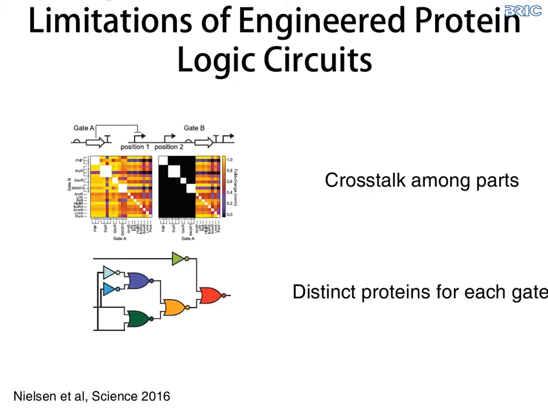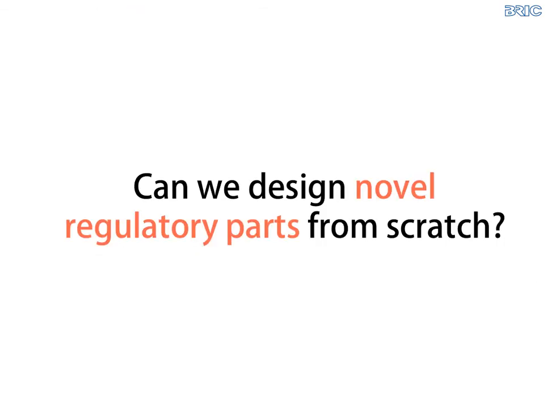Another problem is that if you want to build a complex system, usually you have to assign different proteins for the different gates that you have designed. You have to assign distinct proteins for each gate, which means you can run out of parts pretty quickly if you want to build a complex system. So the goal we wanted to test was, can we design novel regulatory parts from scratch?